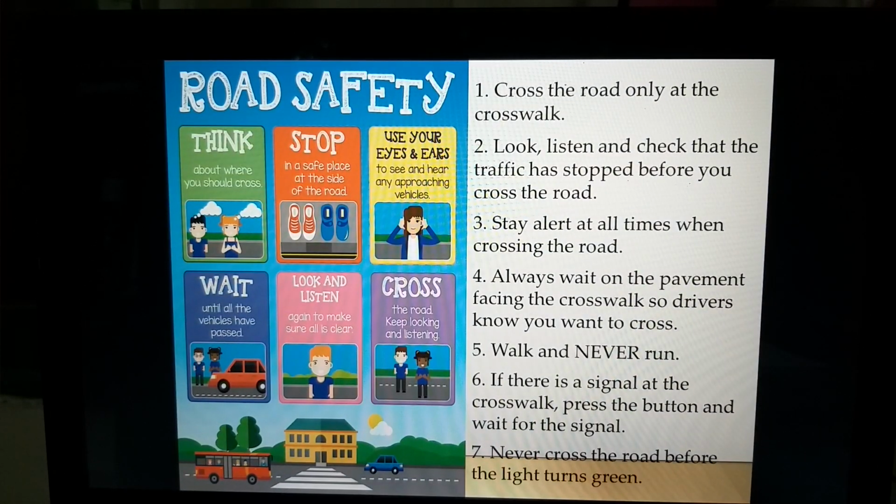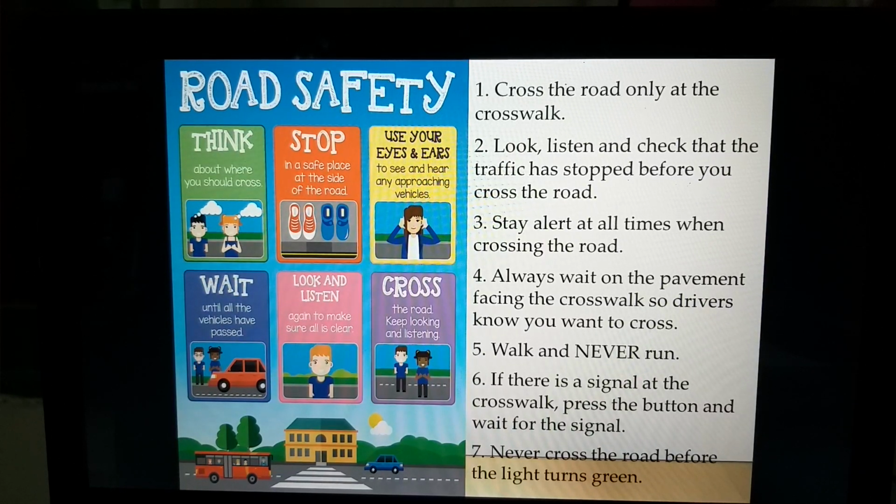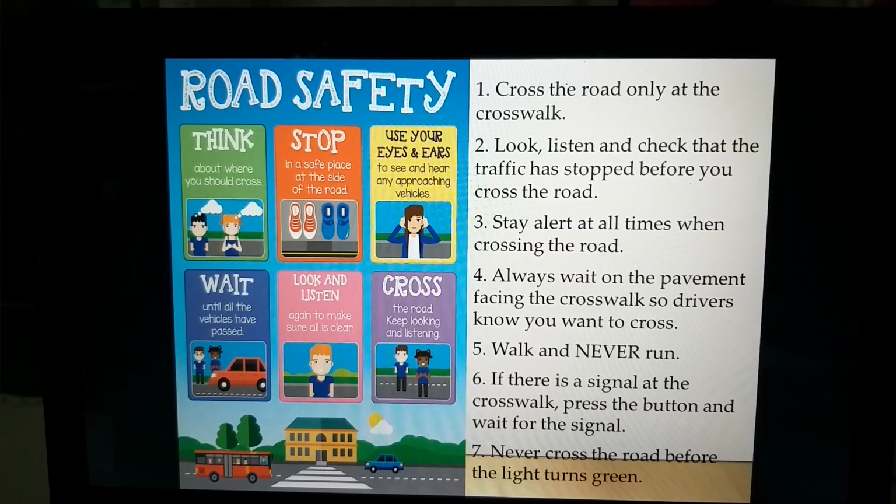Okay, so what are the safety tips before and while crossing the road? First, cross the road only at the crosswalk. Look, listen, and check that the traffic has stopped before you cross the road. Stay alert at all times when crossing the road. Always wait on the pavement facing the crosswalk so drivers know when you cross. Know when you want to cross. Walk and never run. If there is a signal at the crosswalk, press the button and wait for the signal. Next is never cross the road before the light turns green. Okay.